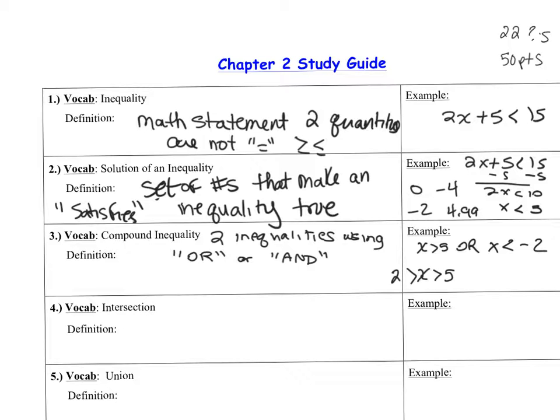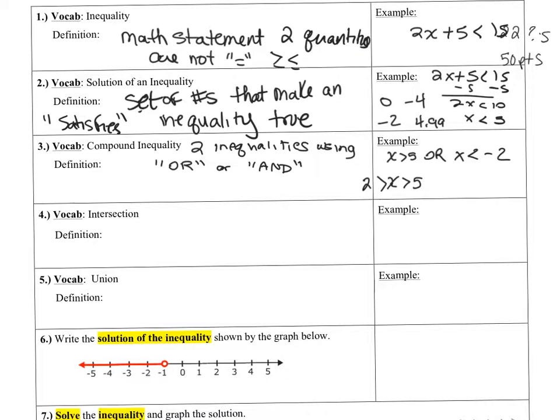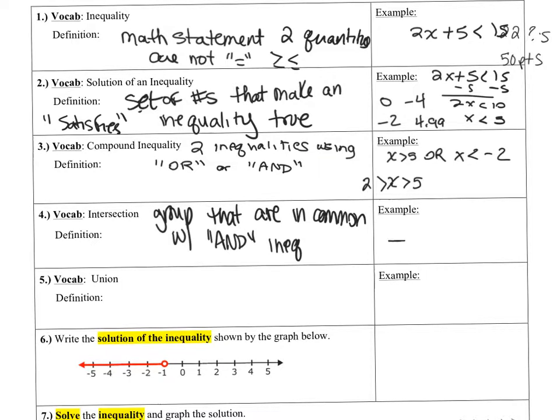An intersection. Can you all remember what an intersection is in reference to a compound inequality? An intersection is the group of solutions or the group of numbers that are in common with and inequalities. So if I was to, for example, graph the one above, the -2, 5, this here is the intersection, the shaded part.